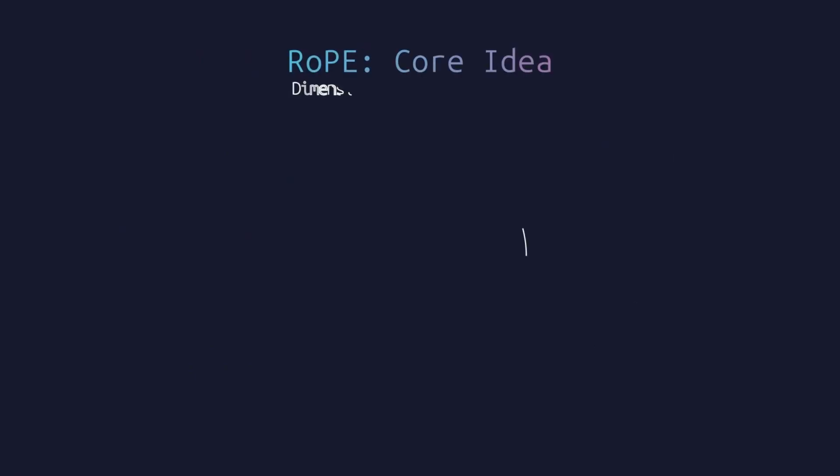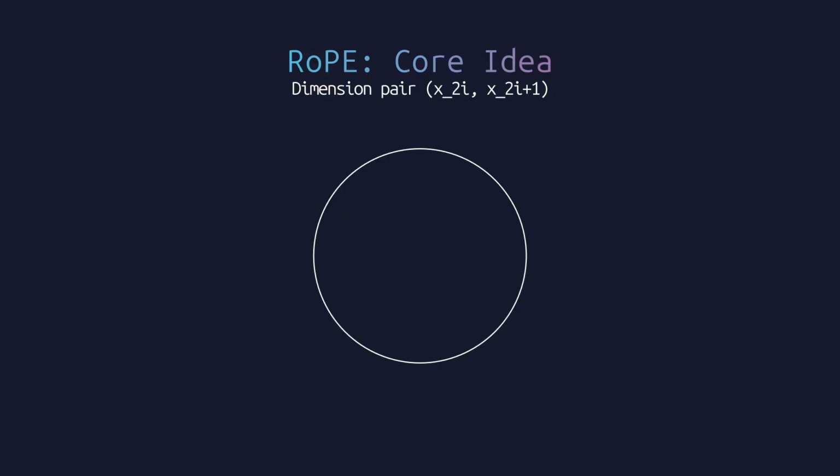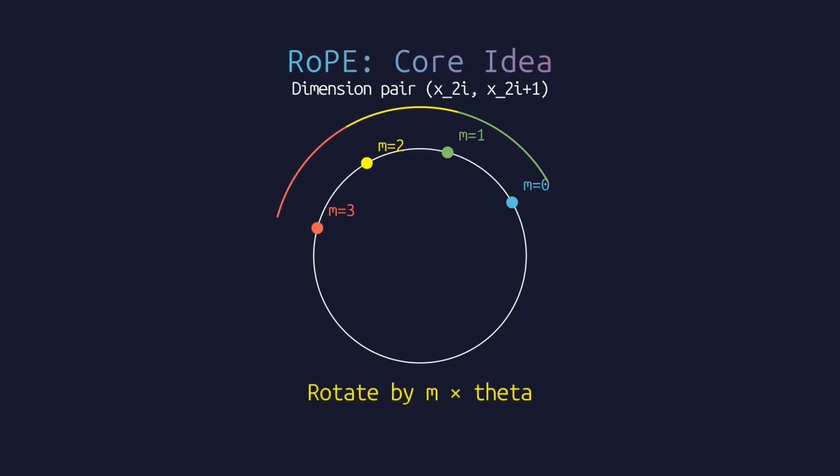Here's the core idea. Take each pair of dimensions in your query and key vectors and treat them as a 2D point. Now rotate that point by an angle that depends on the token's position. Higher positions rotate further. When you compute the dot product between a rotated query and a rotated key, the result depends only on the difference between their positions, not the positions themselves.